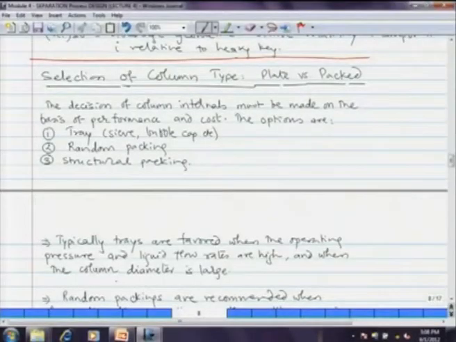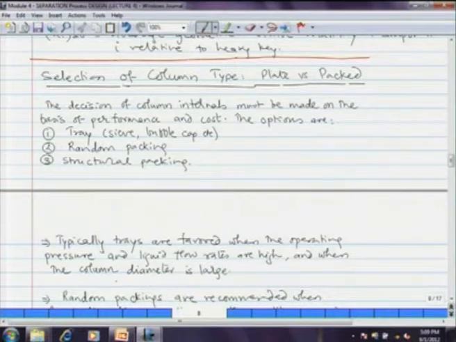We have now seen an important design aspect of the distillation column, that is the determination of the number of equilibrium stages. The actual number of plates you can calculate by dividing the theoretical number of plates by the efficiency, that we shall see subsequently. Okay. Now, I told you in the beginning that there are two types of distillation columns. First is the plate column and another is the packed column. The decision of selection between these columns depends on various factors. Okay. The decision of column internals must be made on the basis of performance and cost.